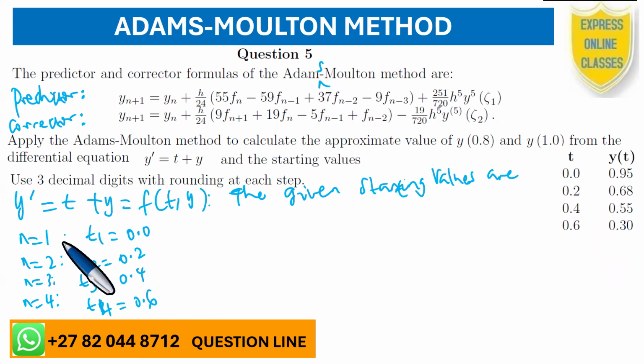0.6. So we can start from n equals 1, which is T1, which is 0.0. Then n equals 2, 0.2. N equals 3 is 0.4. N equals 4 is 0.6. Good. Yeah, we can start like that. Then we'd have the corresponding y's, for example. So you'd have like a y1, 2, 3, 4.